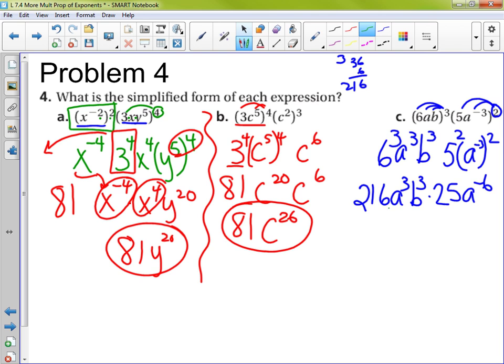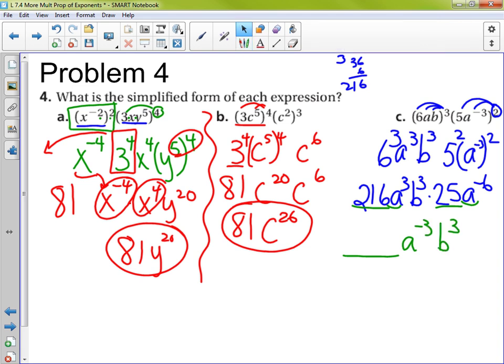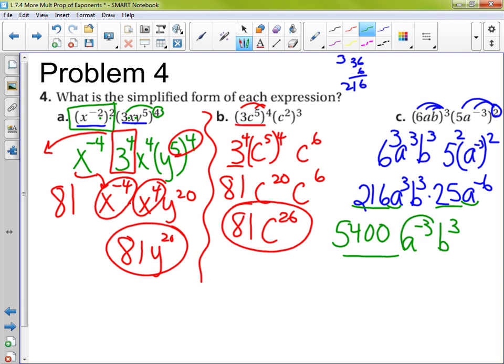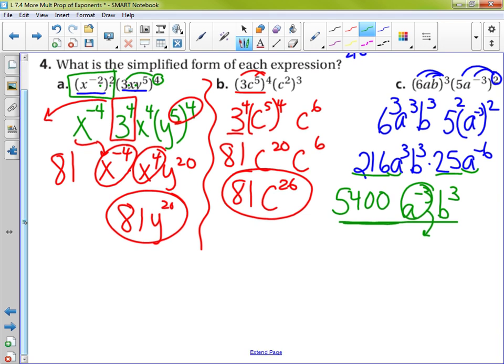So I have two numbers in this problem, 216 times 25. I'm going to write the answer to that out front. a^3 times a^-6 is a^-3, and b^3. 216 times 25 is 5,400. The only thing left to do is take this a^-3, because it has a negative exponent, and move it down. So my answer is 5,400 b^3 all over a^3.